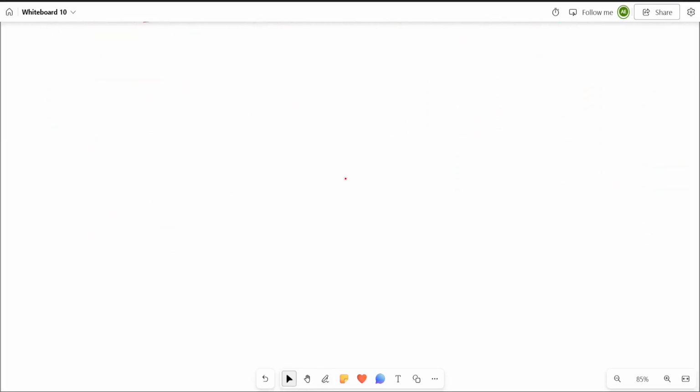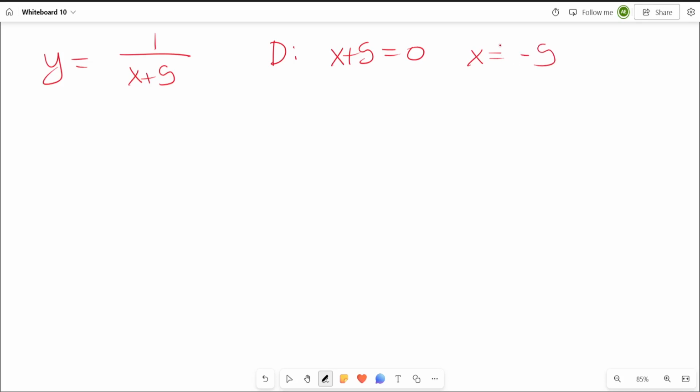So let's take another example. Let's say we have a function y equals 1 over x plus 5. This is a rational function. I know that the denominator cannot be 0. So to find the domain, I will need to say that x plus 5 cannot equal 0. Let me solve for x. Moving the 5 to the other side, x equals negative 5. So x cannot equal negative 5, because this will cause the denominator to become 0.